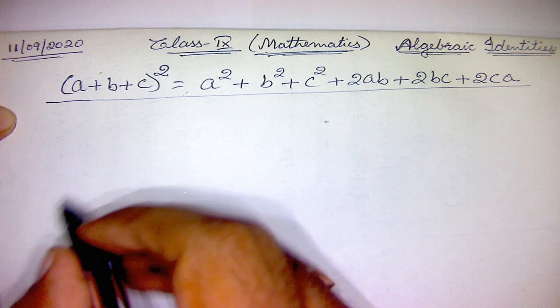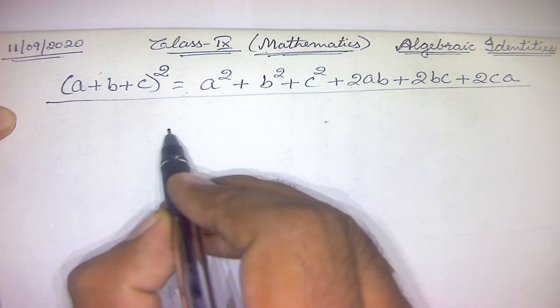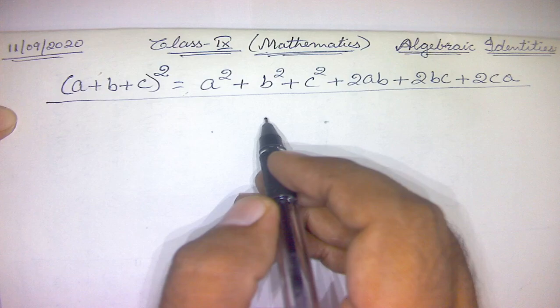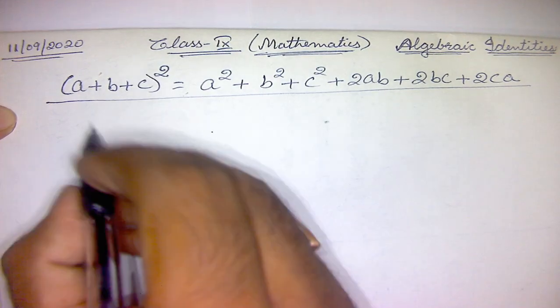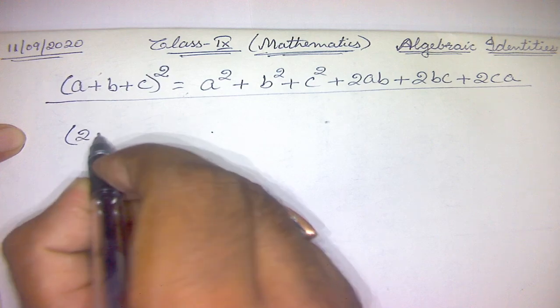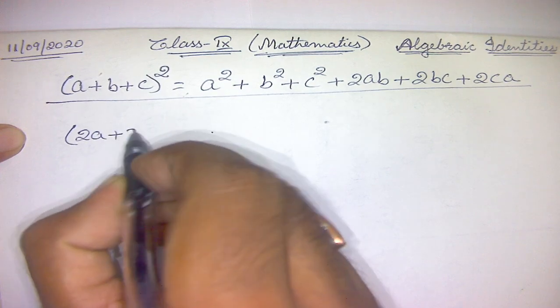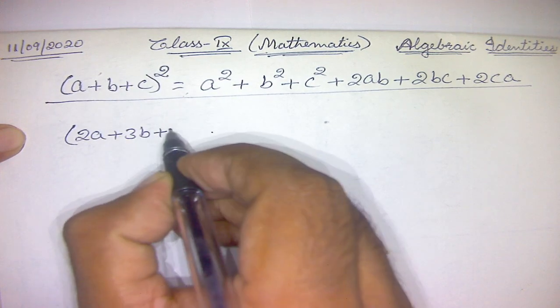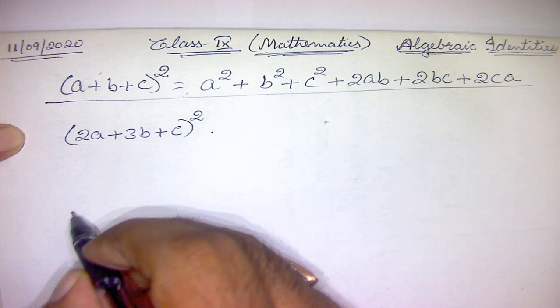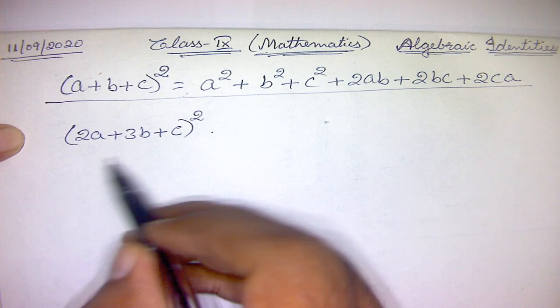There are two parts. One is in expanding and second is in factorizing. So we'll do both one by one. First let us take expanding. Suppose you need to expand (2a + 3b + c) whole square. Suppose you are asked to evaluate this, to expand it.